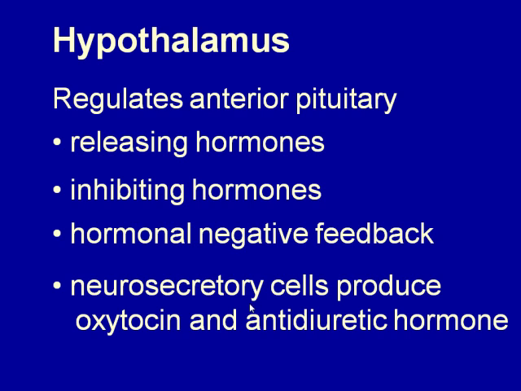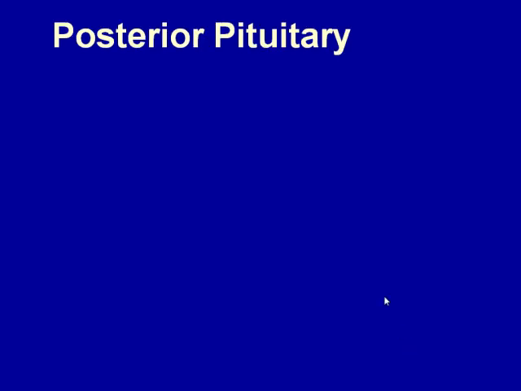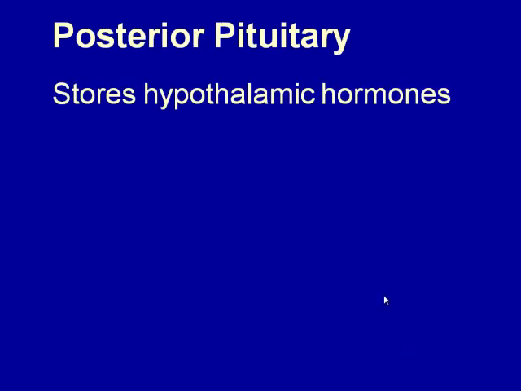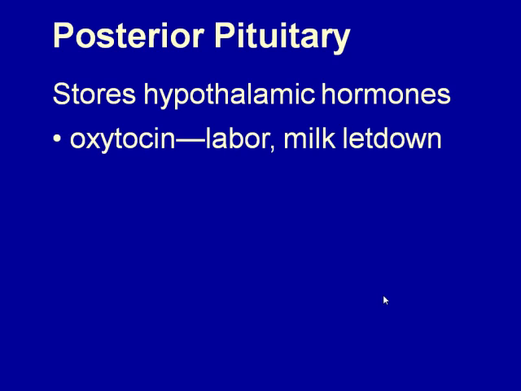The neurosecretory cells of the hypothalamus actually produce hormones as well, oxytocin and antidiuretic hormone. The posterior pituitary stores those hypothalamic hormones. Now, oxytocin has an effect on the muscle in the uterine wall, causing contractions, which is important during labor. Also, it controls some of the musculature in the breast for milk to be released.